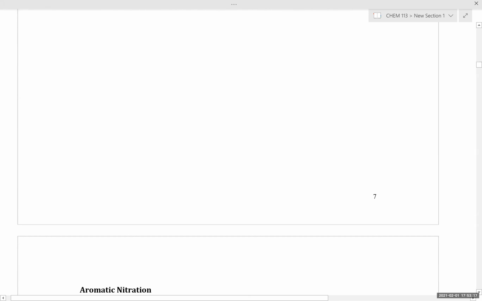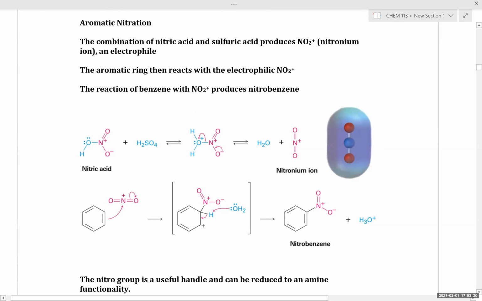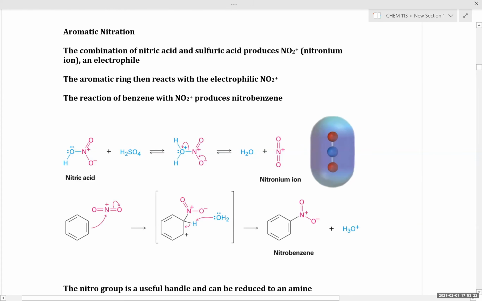Okay, so let's look at another variant, this time with another electrophile. In this case, we're looking at aromatic nitration, so introduction of a nitro group, NO2. We're going to need a pretty strong electrophile, an electrophilic equivalent of NO2. A combination of nitric acid and sulfuric acid produces NO2+, or the nitronium ion, which is a pretty strong electrophile. So this is an activated enough electrophile for electrophilic aromatic substitution.